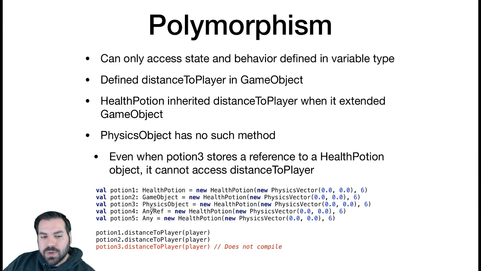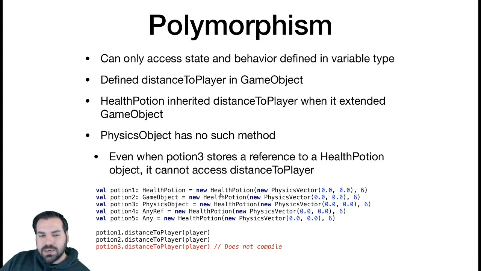So potion 3 is of type physics object. So this can only store a reference to a physics object, which has no way of knowing that a distance to player method exists. It happens to actually be storing a reference to a health potion, which has a distance to player method, but that method cannot be accessed through this variable since the variable is of type physics object. So even though that functionality exists, since we're storing this in a variable of one of the supertypes that doesn't know what that method is, we can't access it.